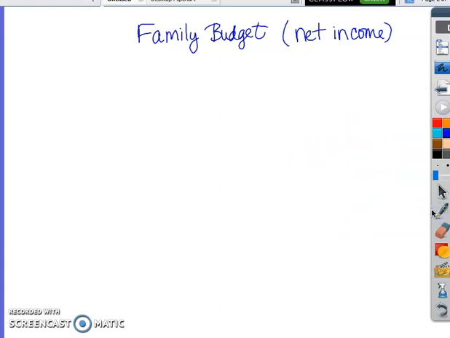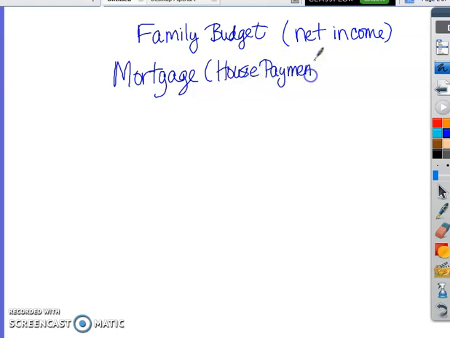So first of all, we want to talk about items that will go in our family budget. For instance, mortgage. And if you don't know what mortgage is, that is your house payment until your house is paid off. Or if you don't own a home or you're not paying on a home, then you rent and you have to have money for that, correct?